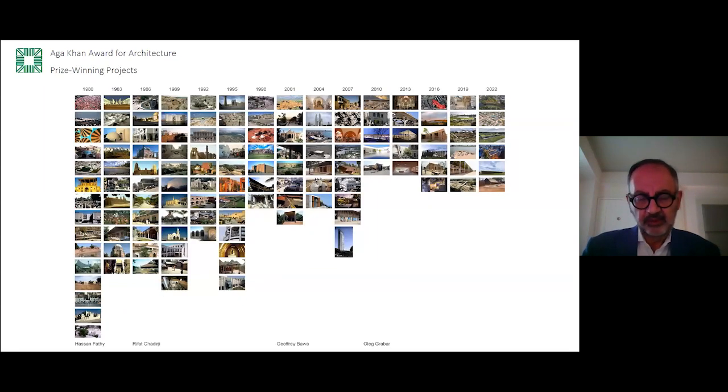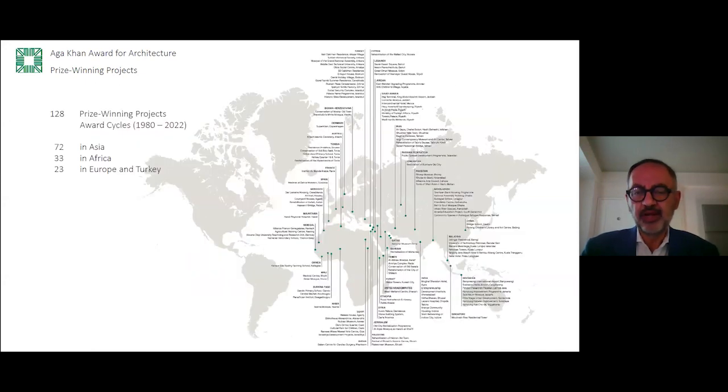As you saw earlier, we give awards every cycle, and up to now 128 projects have won the Aga Khan Award for Architecture. The last cycle was in 2022. They are spread, as you can see, all over the world, in Asia, in Africa, in Europe, and Turkey. We haven't had anything in South America, America, or Australia. Probably they could be coming soon.